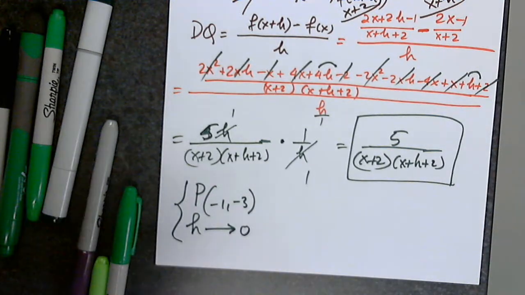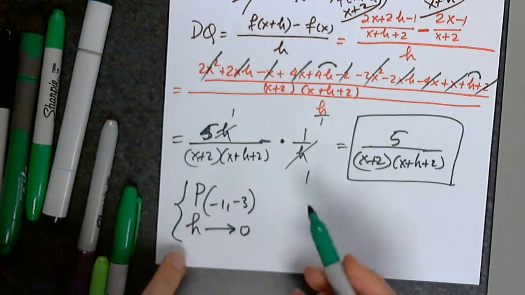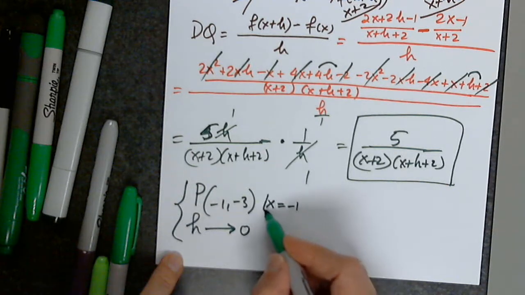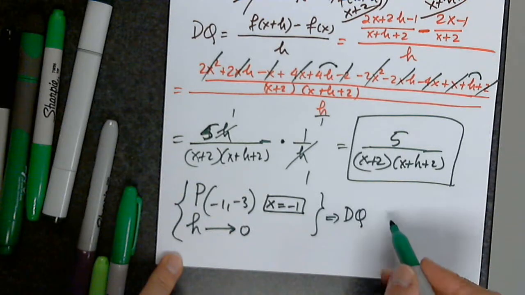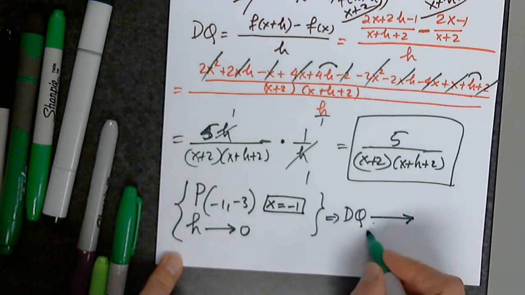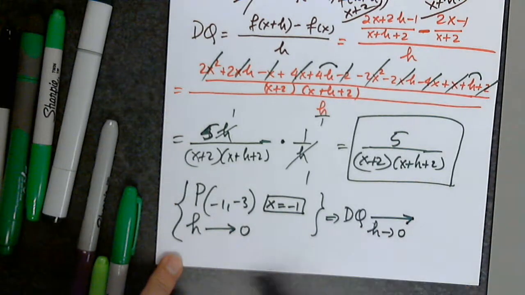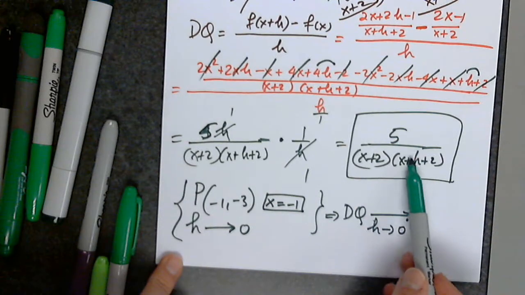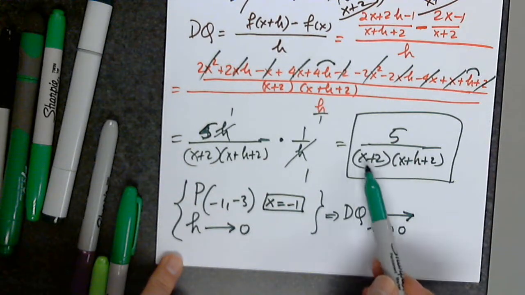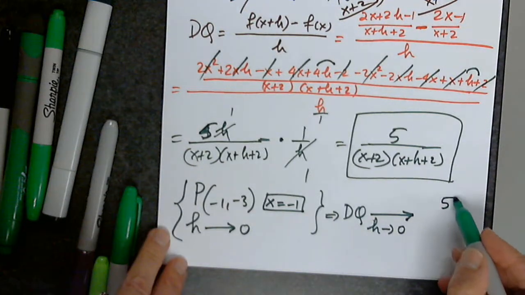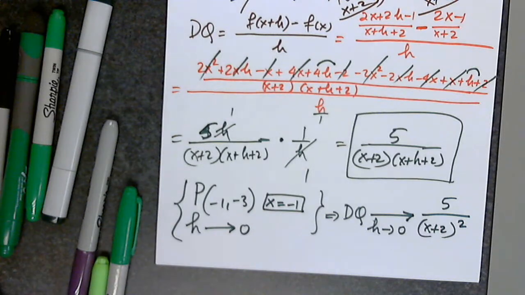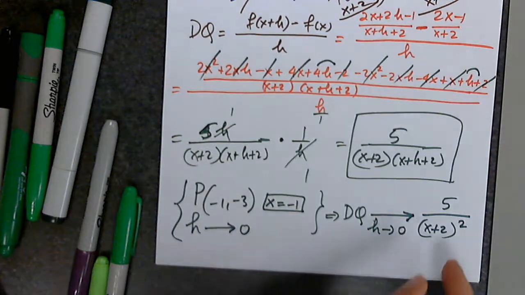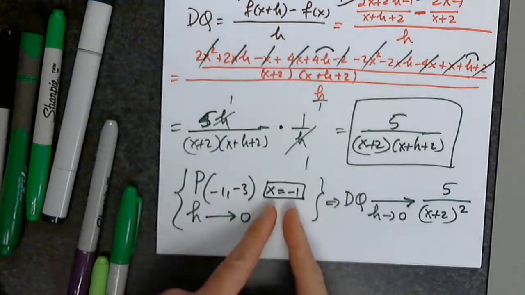So first, the point P, negative 1 comma negative 3 means x equals negative 1. That's what it means. So then from here, the difference quotient will approach what when h approaches 0? So when h approaches 0, this term goes away. I have x plus 2 times x plus 2. So this will be 5 divided by x plus 2 squared. So when h approaches 0, the difference quotient approaches 5 over x plus 2 squared. All I have to do in this expression is make x equals negative 1.